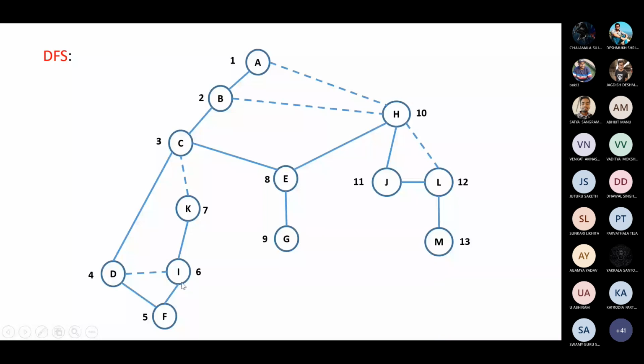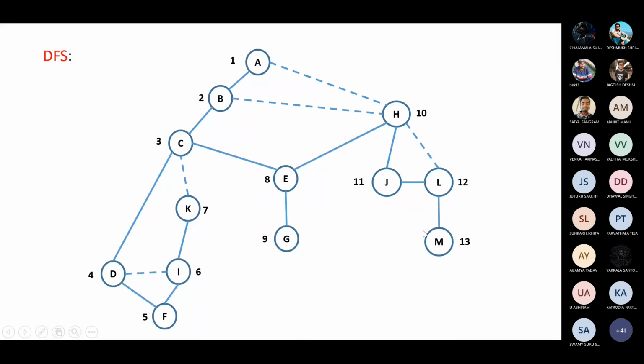Again I come back from I to F, so it's a backtracking. From F to D there is a backtracking. From D to C there is another backtracking. Then the discovery time of E is 8. The last discovery was K, that is 7, so this discovery time is 8. I should say that it is the 8th visited vertex. Then go to 9. Then I have to backtrack from here again, come back to 8. Then we go to H, which is 10. Then J, then L, then M. So 10, 11, 12, 13.